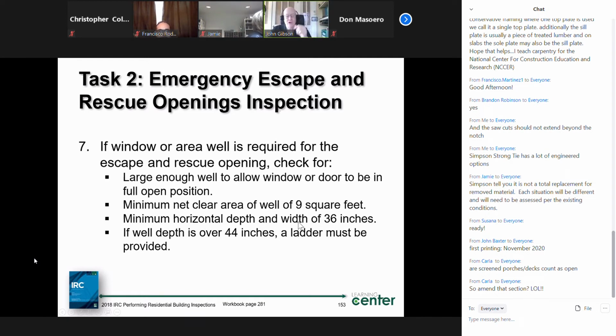Now, here's where the 2018 code didn't define what we need for steps. It just says provide steps, and in fact it says they don't have to meet my stair provisions. So I'm not looking for 7 3/4 and 10 on rise or run geometry for the steps coming out. So they can be anything that you want.